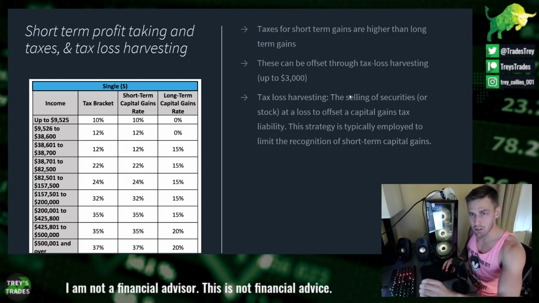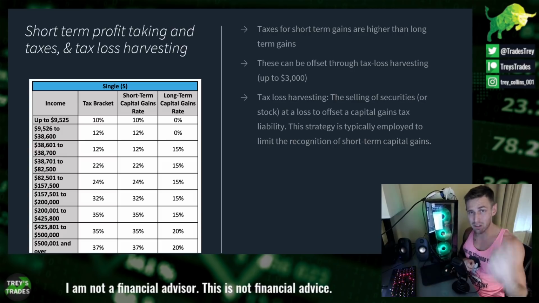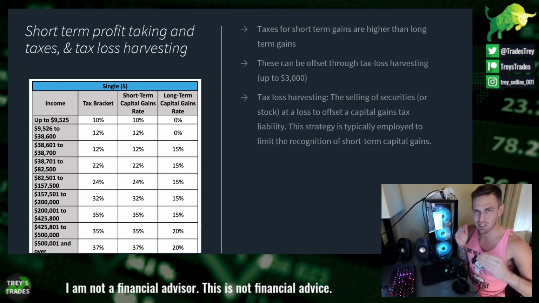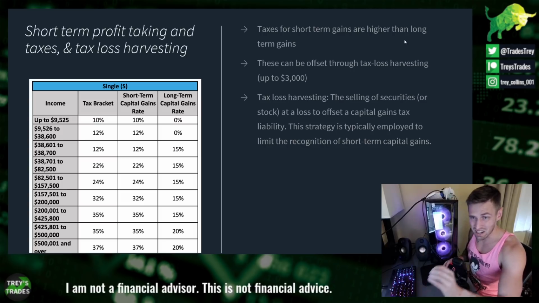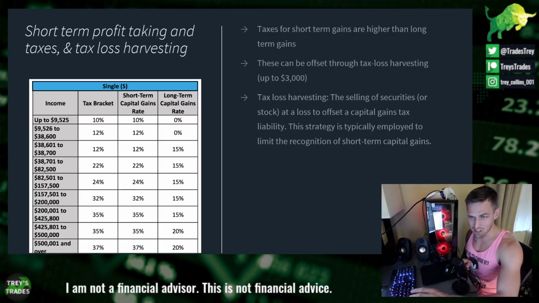There's a way that you can offset this, and it is through tax loss harvesting. So you can essentially claim up to $3,000 of losses on any given stock, and that will offset some of the taxes and the gains that you're paying on down the road. So keep that in the back of your mind. If you don't know what tax loss harvesting is, I have this written out for you. It's the selling of securities or stock at a loss to offset a capital gains tax liability. This strategy is typically employed to limit the recognition of short-term capital gains.